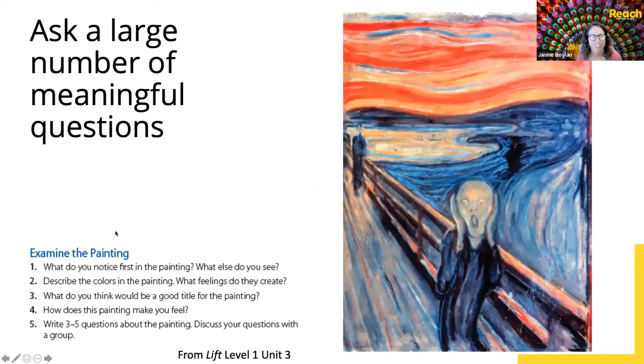In this example I'm showing, middle school students are asked to look at this image of the painting The Scream. They go through a series of questions, with each one encouraging them to show their understanding in a deeper way. If we just asked one question, students wouldn't be exploring their ideas as deeply or expressing their understanding as clearly.